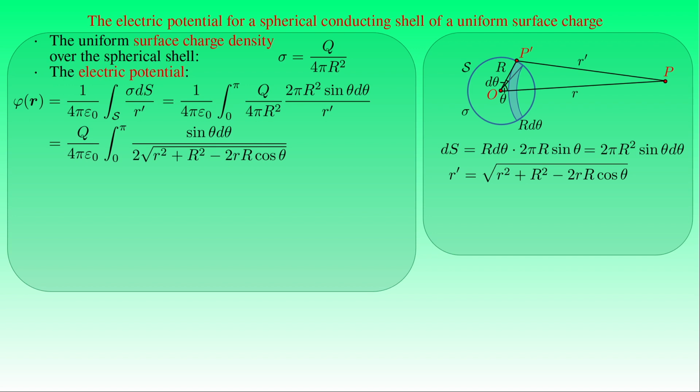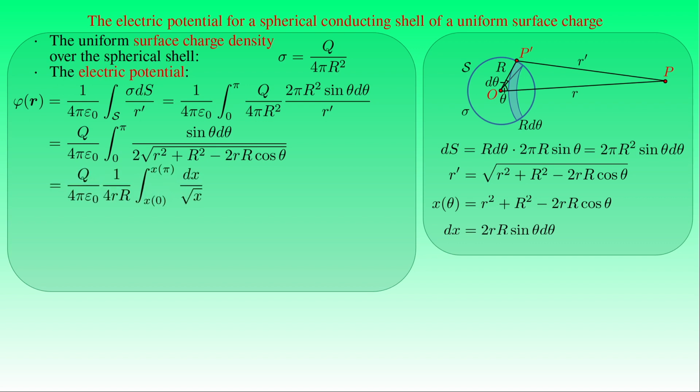If we introduce the variable x defined by r squared plus R squared, minus 2 times r times R times cosine theta, then we can write the differential of x as 2 pi times r times R times sine theta, times d theta. By substituting this variable into the integral, we obtain Q over 4 pi times epsilon naught, times 1 over 4 times r times R, times the integral of 1 over the square root of x with respect to x. The lower and upper limits of the integral are x evaluated at theta equals 0 and pi, respectively.